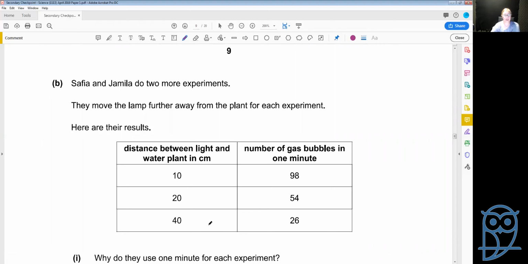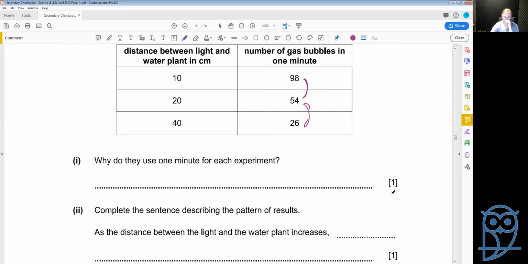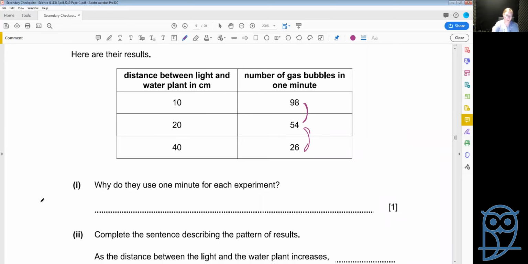Sophia and Jamila do 2 more experiments. They move the lamp further away from the plant each time. Here are their results. So here it's fairly close to the water plant, and here we can see we've got lots of gas bubbles. Here it's a little further away, and we've got about half as much gas bubbles. Here it's double the length of that one. We've got about half as much again. So why do they use 1 minute for each experiment? And this would be so that the experiments are fair.